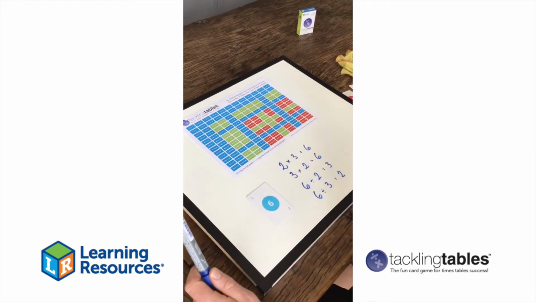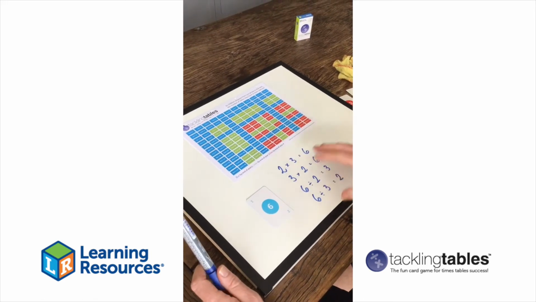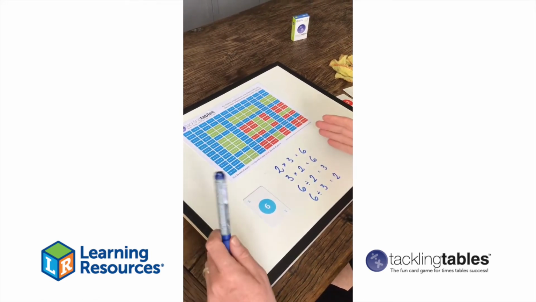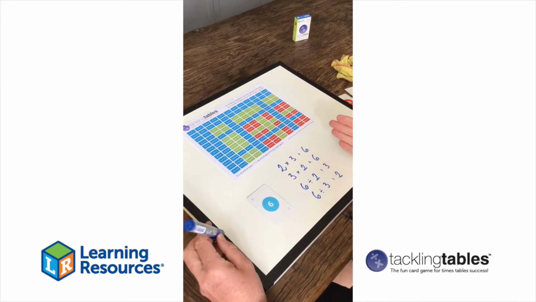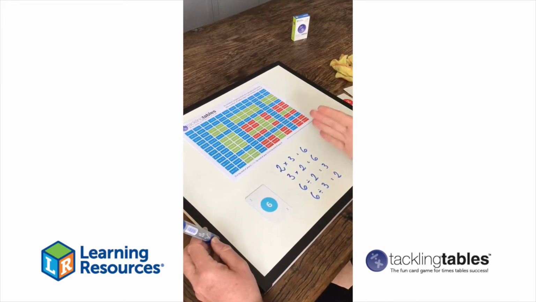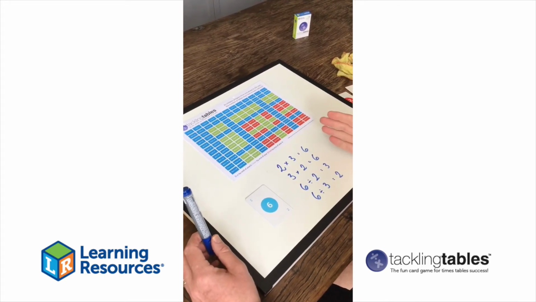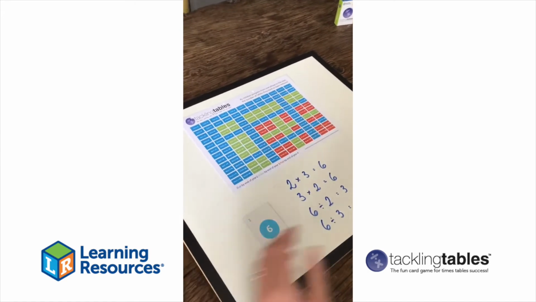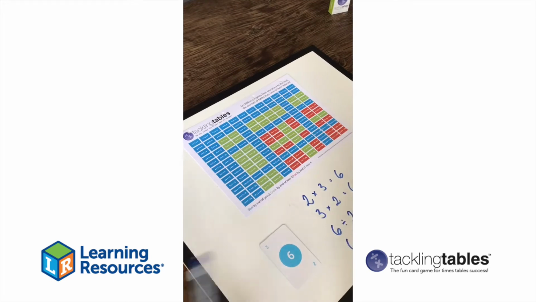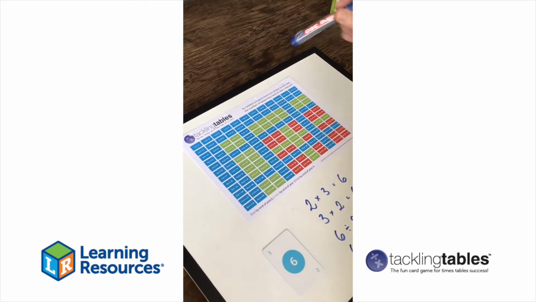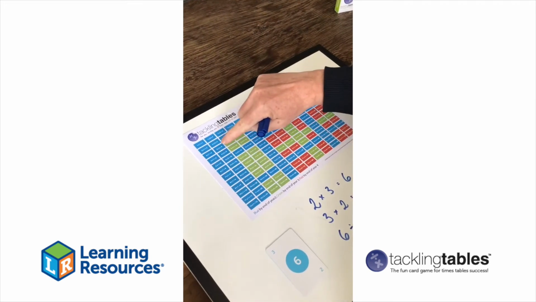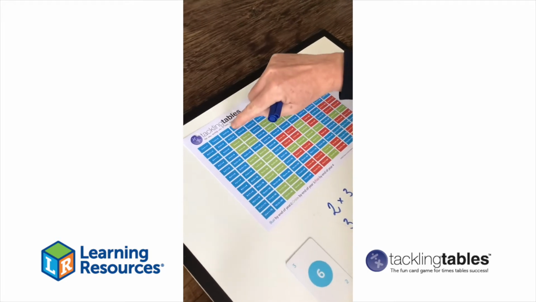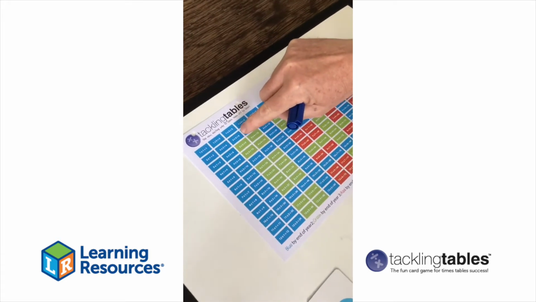Now what's really helpful about this way of thinking is that when we start to see number relationships, it means we don't have to learn as many tables. So if you look at this, the tackling tables overview, what we learnt yesterday, and here it is now in front of us, if I know that 3 2s are 6, I don't need to learn 2 3s are 6.